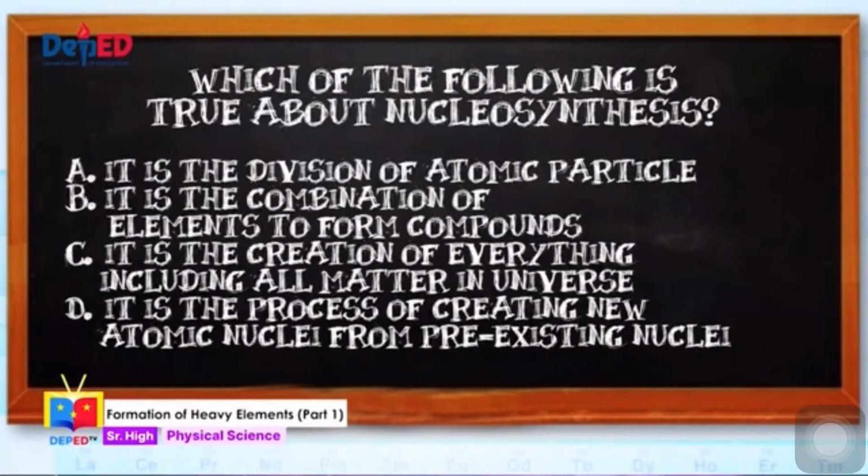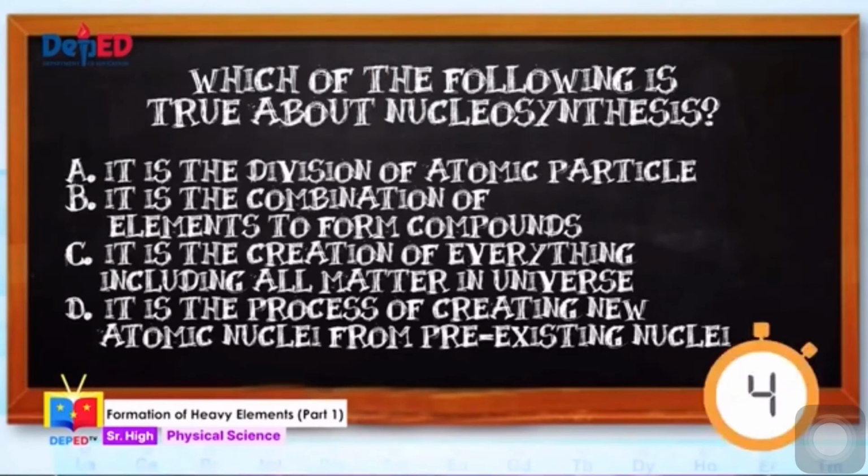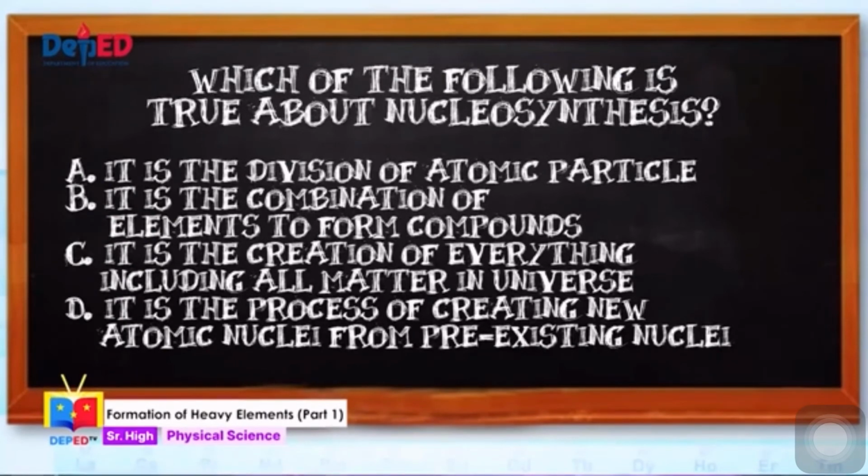Question number 2. Which of the following is true about nucleosynthesis? A. It is the division of atomic particle. B. The combination of elements to form compound. C. It is the creation of everything including all matter in universe. D. It is the process of creating new atomic nuclei from pre-existing nuclei. The answer is D. It is the process of creating new atomic nuclei from pre-existing nuclei.